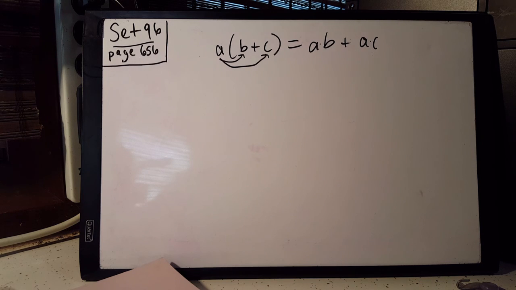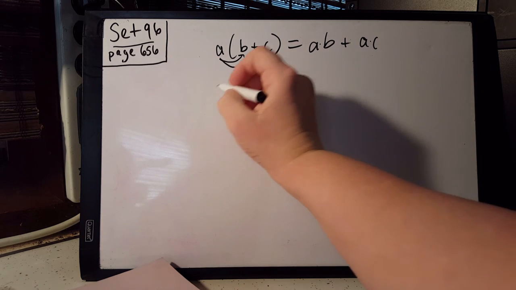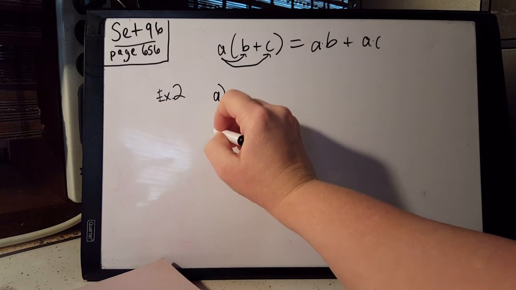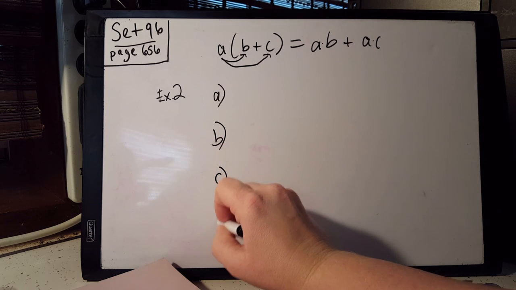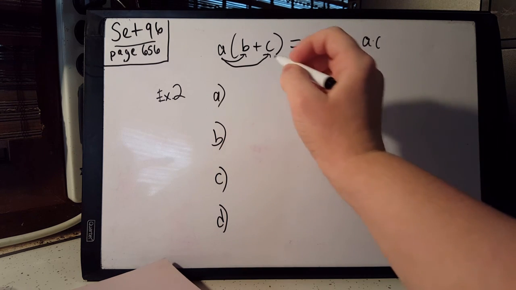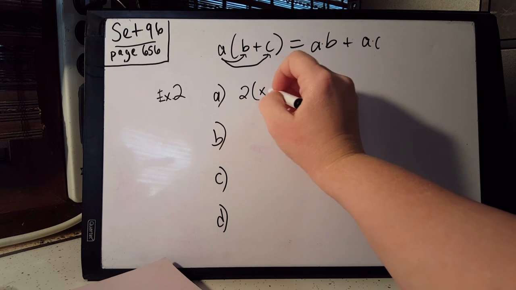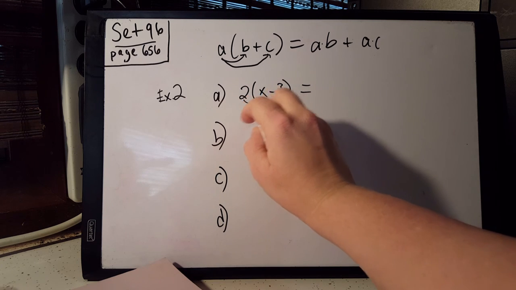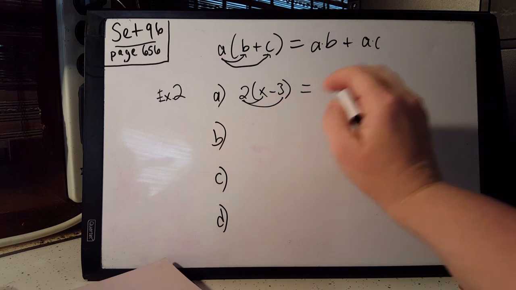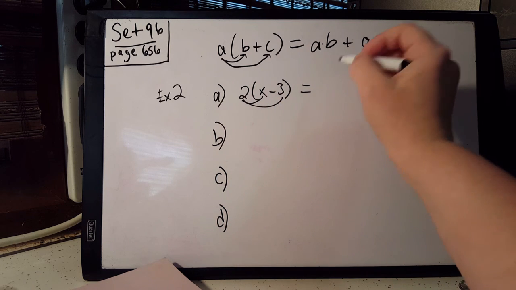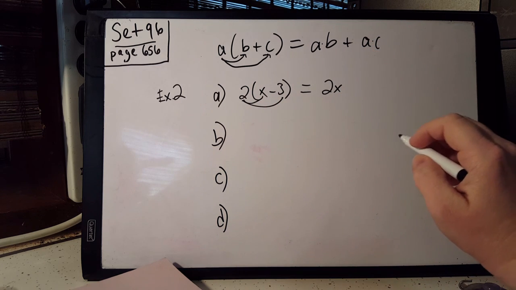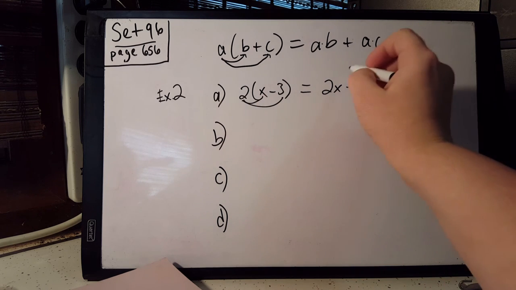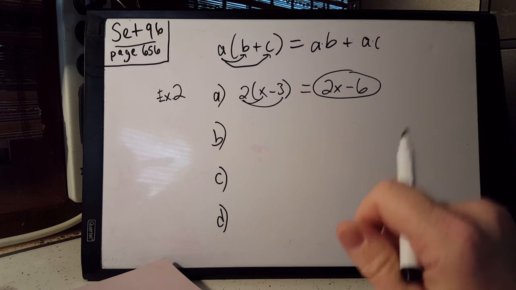So in example 2 on page 659, that is what they are showing you. In example 2, we have A, B, C, and D, which is very lovely. All right, let's look at A. A says 2 times x minus 3. So what does that look like in algebra form? We're going to say 2 times the first, minus 2 times the second. So 2 times x, we don't know what x is, so all we can do is put 2x. We have a minus here. 2 times 3 is 6, and that is your answer: 2x minus 6. This is correct algebraic form.